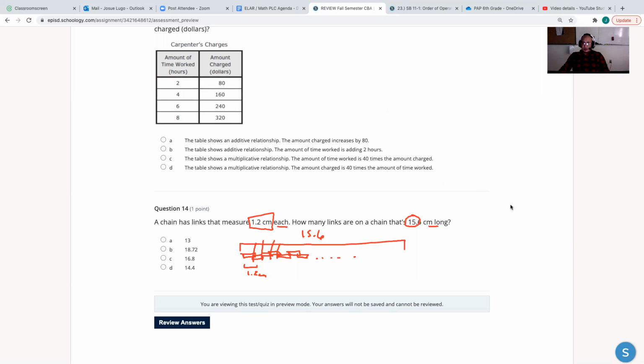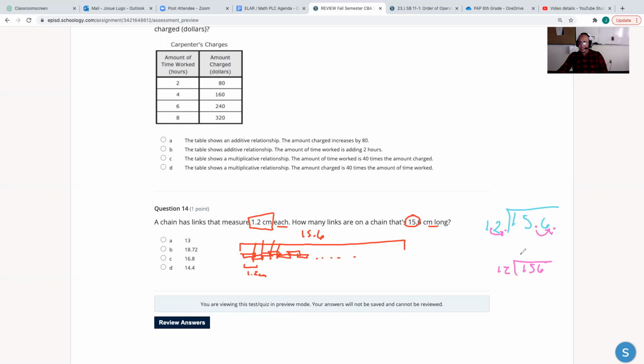So I'm going to do 15 and 6 tenths divided into lengths that are 1.2. Now remember, we do not like decimals on the outside, so I'm going to move it over to the inside to make it into a whole number. And I have to do the same thing with this decimal over here. All right, so that's the same thing as doing 156 divided by 12. If you don't know how I did that, you need to review how to divide with decimals, ladies and gentlemen. That is something that we did the first month of school.